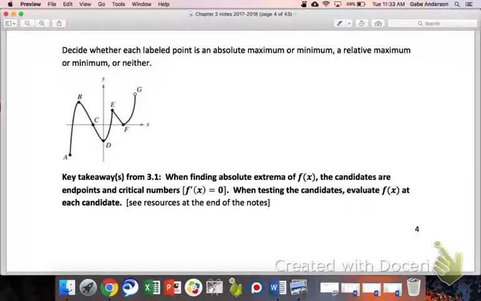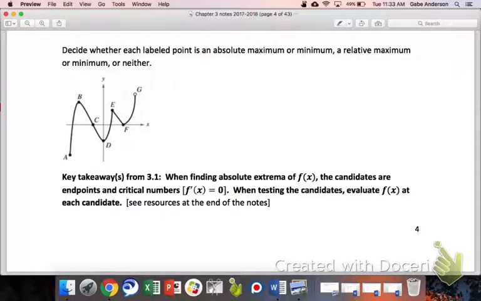What would you say about B? Relative max. Isn't that a relatively high point? I mean, it's not the highest point, but it is a high point, right? So relative max, agreed. How about C? Critical number. That's a graph of F, I think we're left to assume, because it just says X and Y. That's just where F is 0. So I would say that that's probably a neither, none of the above.